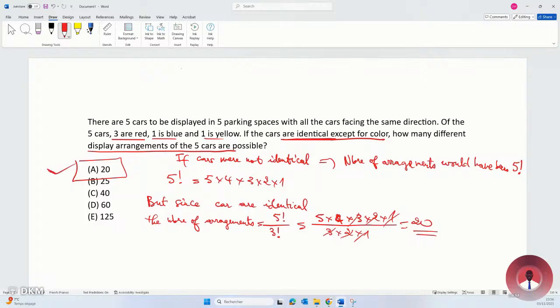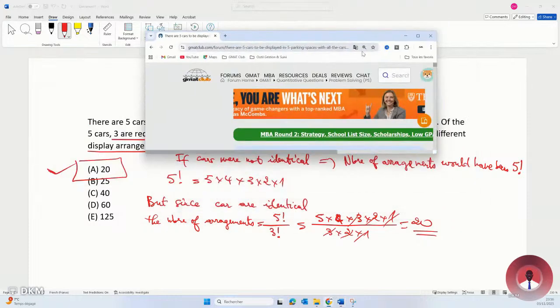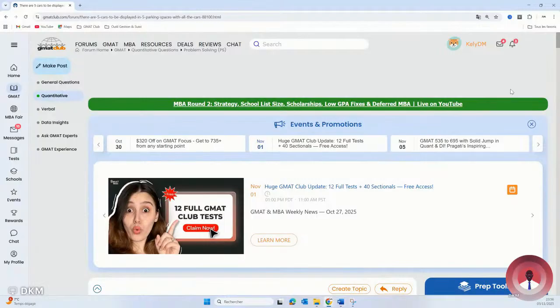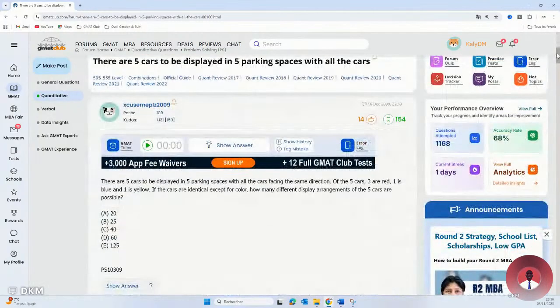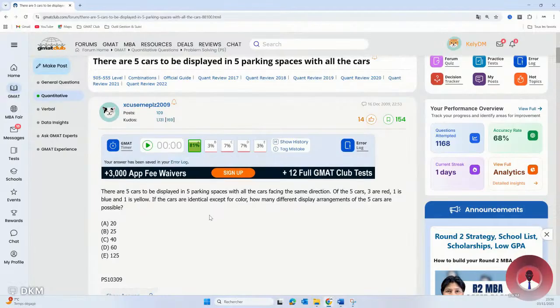And 20 is answer A. So that's how you find the answer to this question. That was the last question. So we said answer A is the answer.